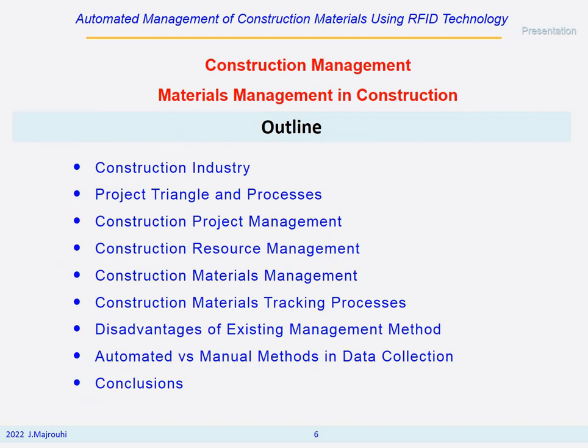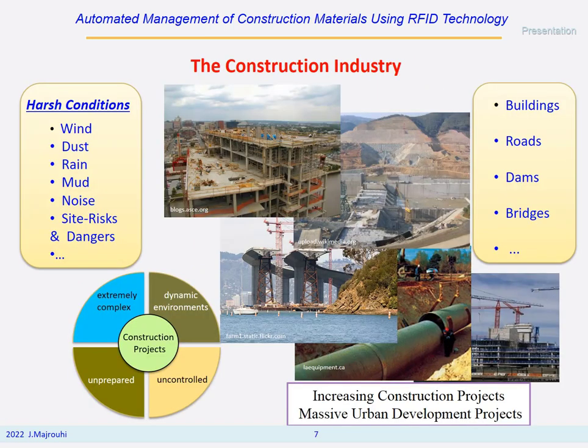In this section, we have some outlines to discuss. First, we have a description about construction industry, project triangle, and processes. Then we will go through the project management knowledge areas, focusing on resource management, and among all of the resources, we will focus on materials management.